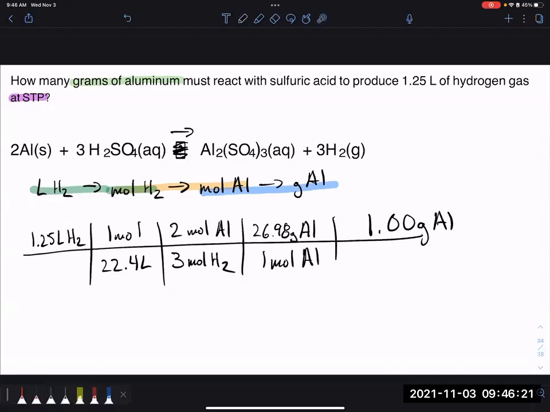The key though is that we always need to cross this mole to mole bridge, whether we're starting with liters, starting with grams, ending with grams, or ending with liters. Because we could have done this if this was aluminum gas for some reason, which is kind of a terrifying thought. We could go from moles of aluminum to moles of aluminum gas, and we would just use our 22.4 liters again.